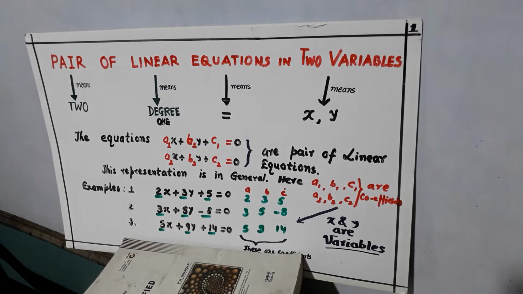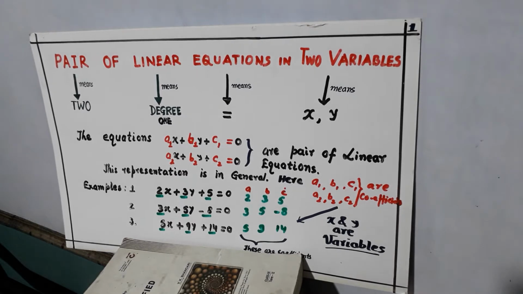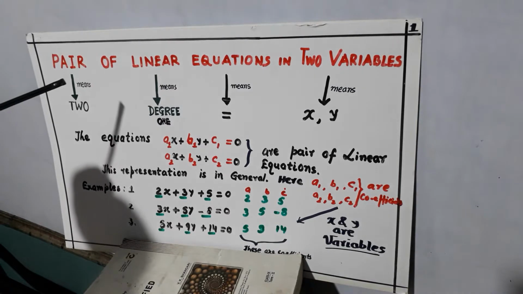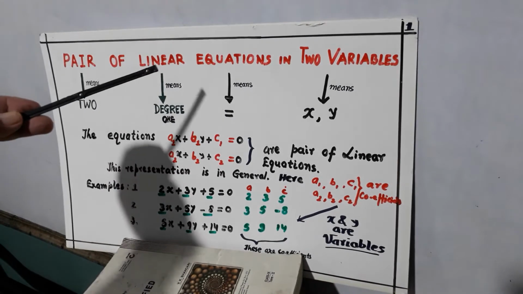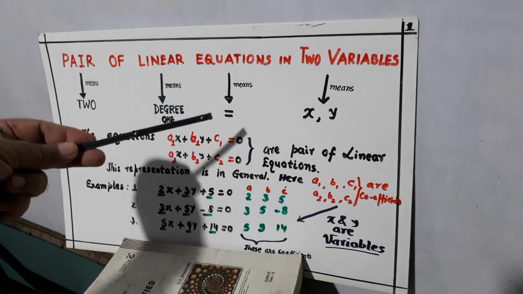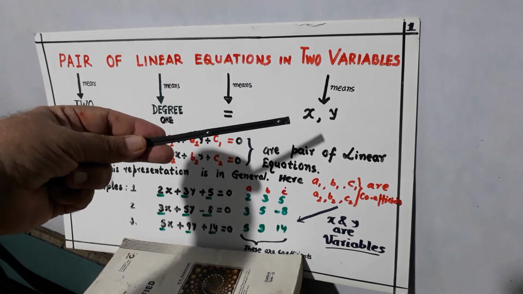I have brought the chapter on pair of linear equations in two variables. Now, pair means two. Linear means degree 1. Equation means sign of equal to. Two variables, they are x and y.